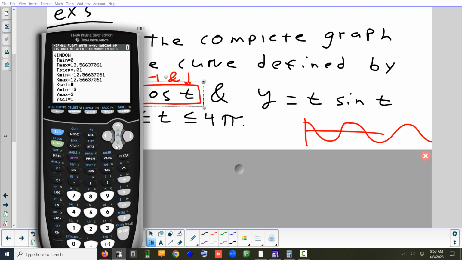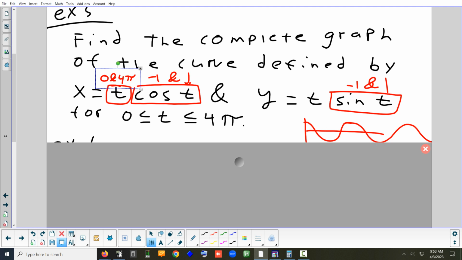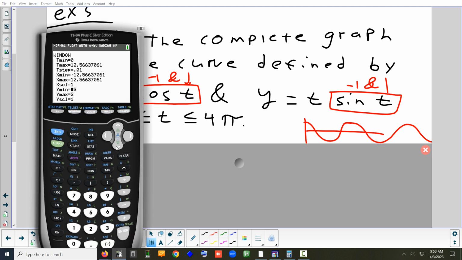And that's exactly the same thing for sine. The highest and lowest that the sine function goes is -1 and 1. And if you take a number between -1 and 1 and multiply it by a number between 0 and 4 pi, you're always going to get a result between -4 pi and +4 pi. So let's set the same thing here: -4 pi, +4 pi.